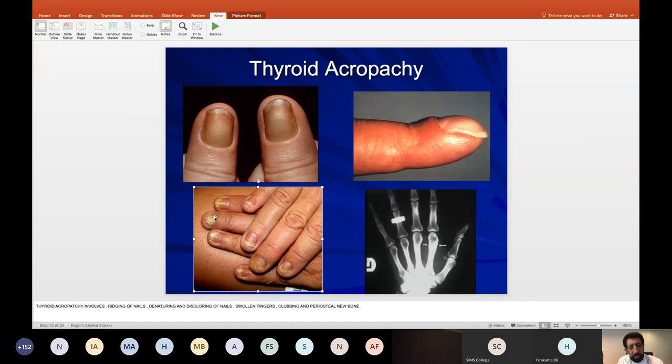So you'll find that the nails get devoid of their blood supply, the nails will become discolored, and they start falling. And the same is true for hair fall as well.